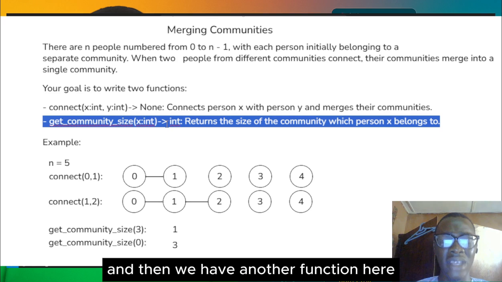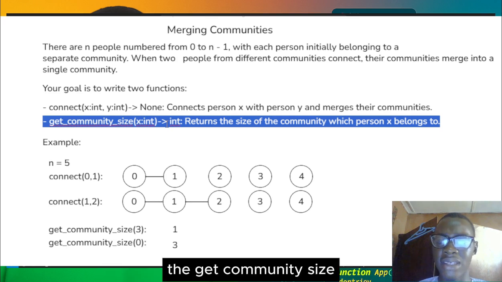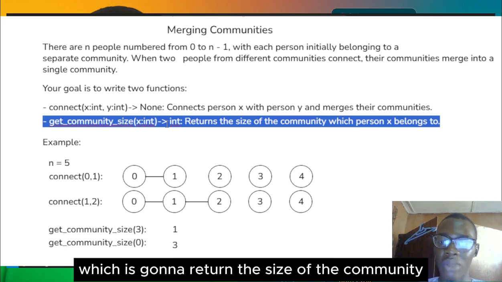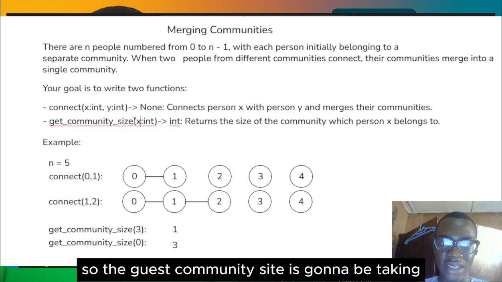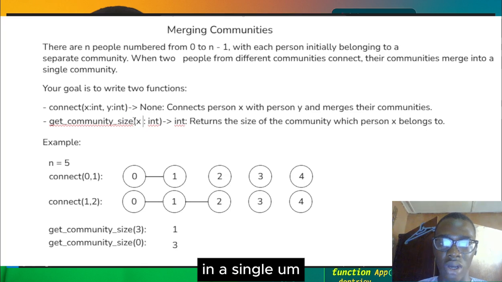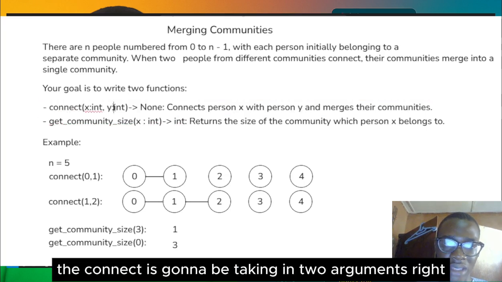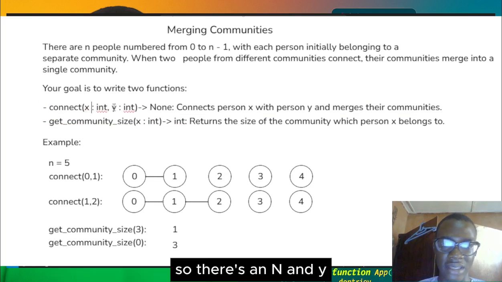And then we have another function here, get community size, which is going to return the size of the community which person X belongs to. So get community size is going to take in a single variable, while connect is going to take in two arguments, right? So person X and Y.